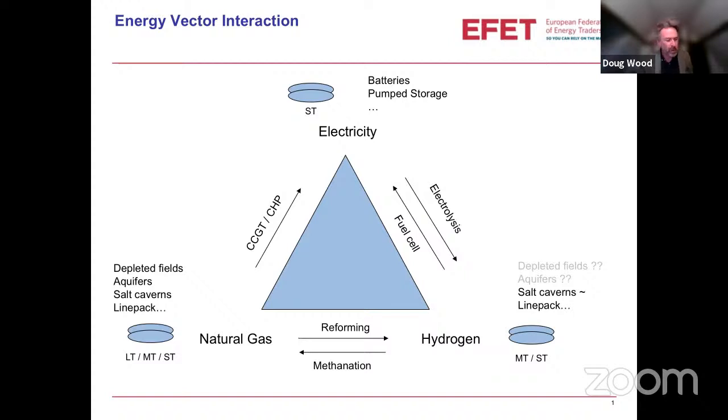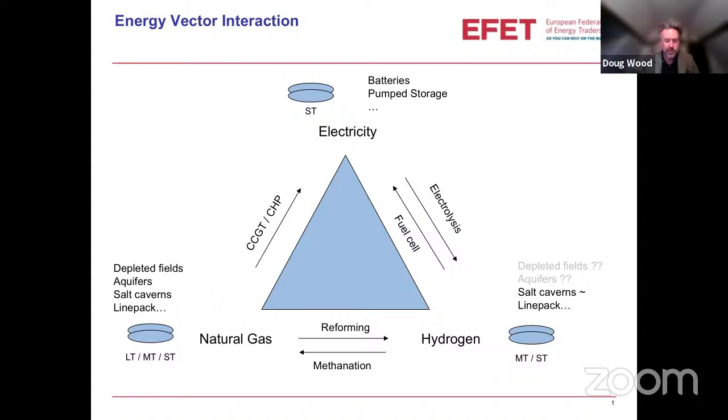So what we've got to remember is that, in trading terms, storage is merely a combination of a put option and a call option for each of the vectors. What we call injection in gas, or battery charging, or pushing water up a hill, competes with other put options of increasing demand and reducing supply. And withdrawal competes with other call options, which is reducing demand and increasing supply. So these are already competing in multiple markets, if you break it down into those two constituent parts.